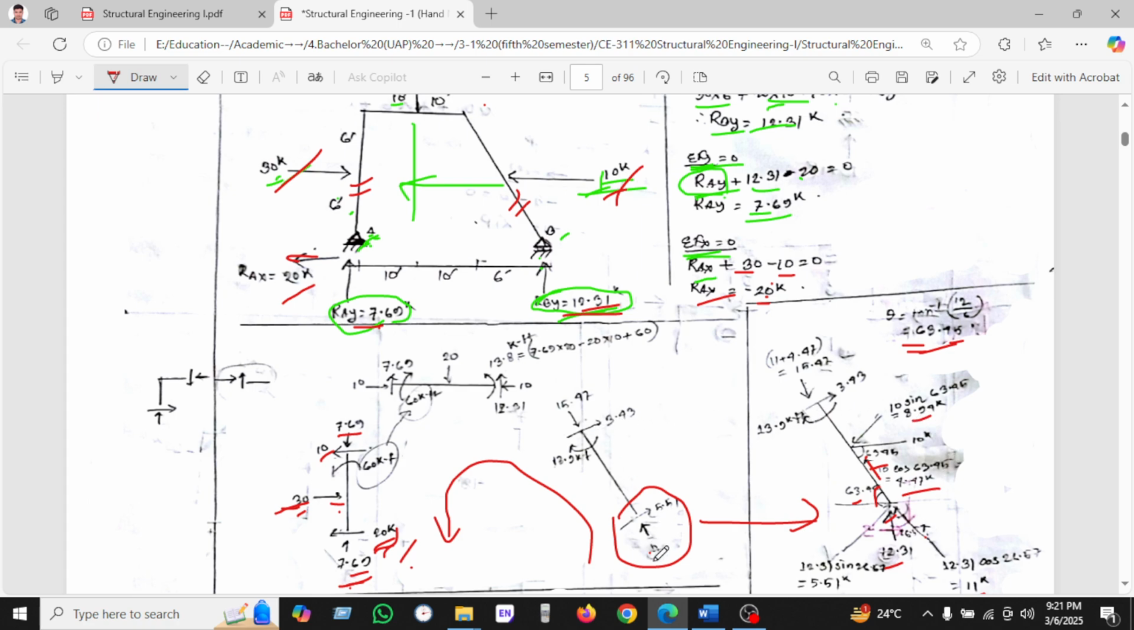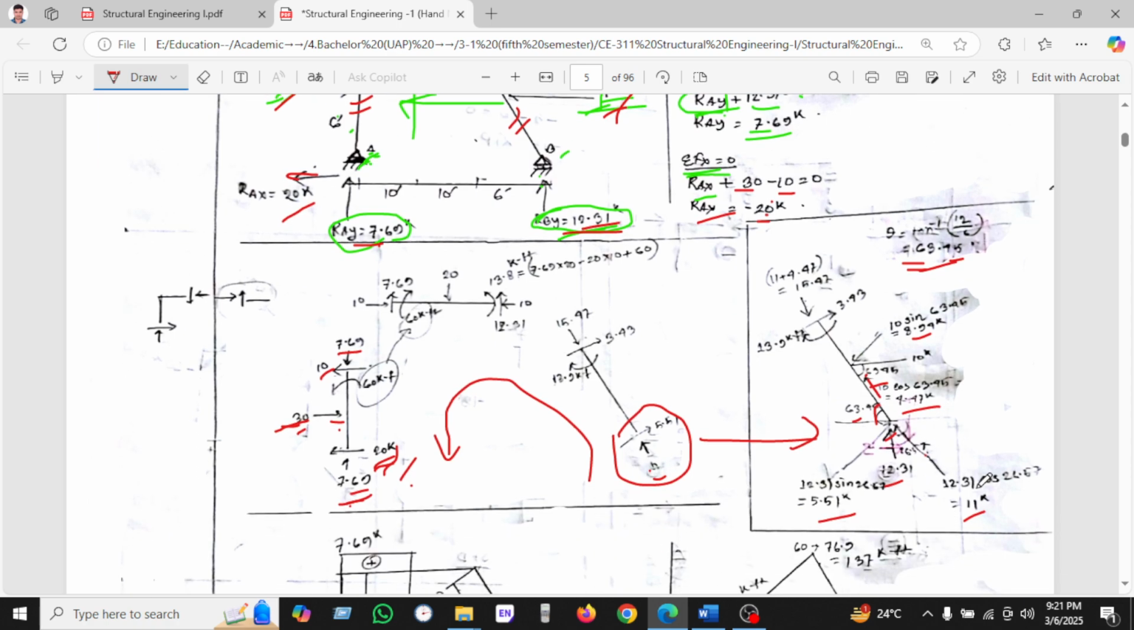Okay, so in this way we have found this, which is 11. This member has 11 member forces, and another we have found, 11 plus 4.41. That's why this is the 4.47. So 4.47 will also be added at this point. That's why 11 and 4.4, this will be 15.47 for this, in this downward direction.